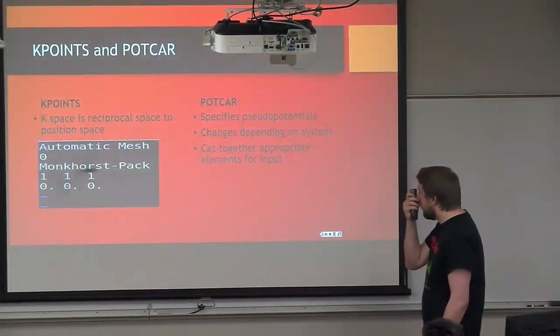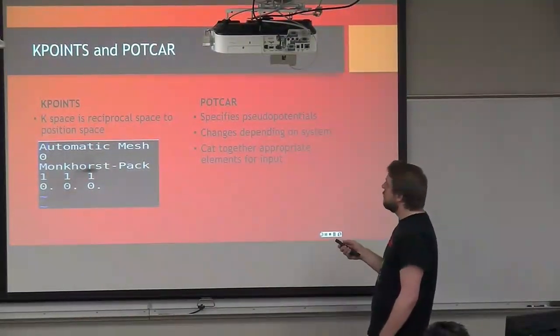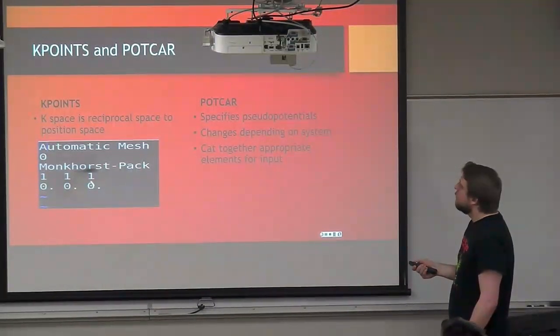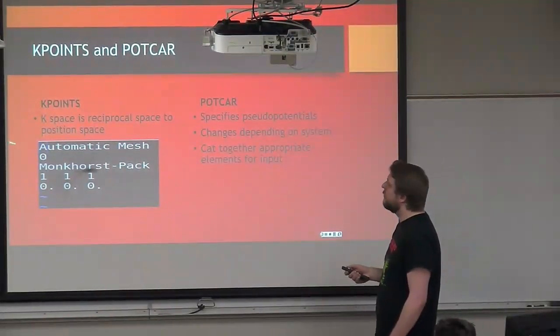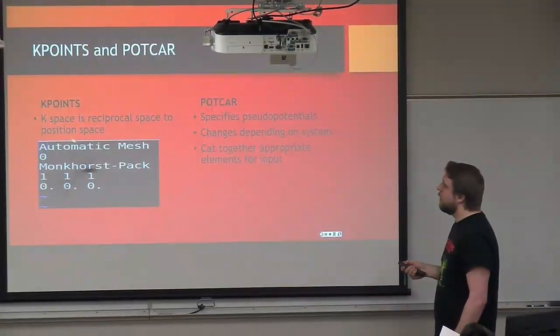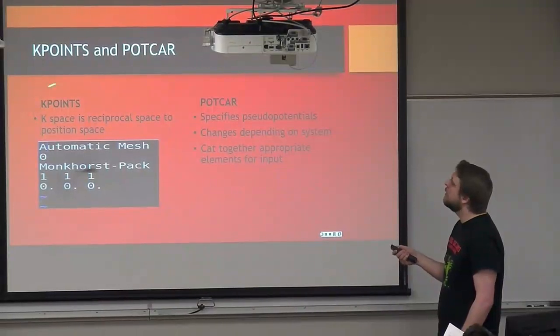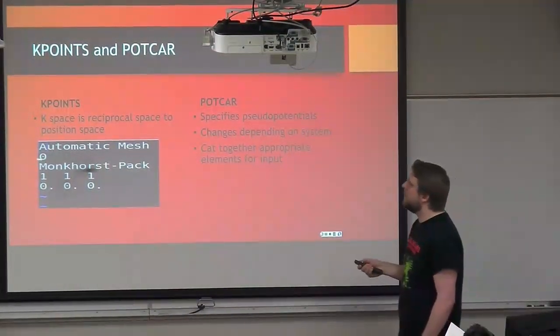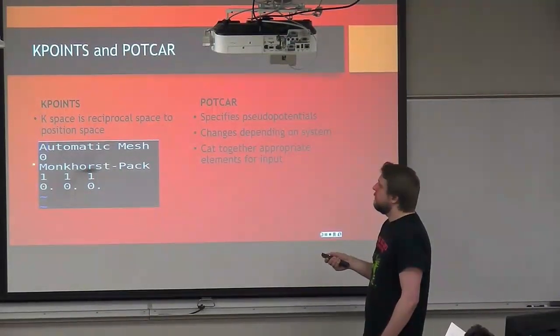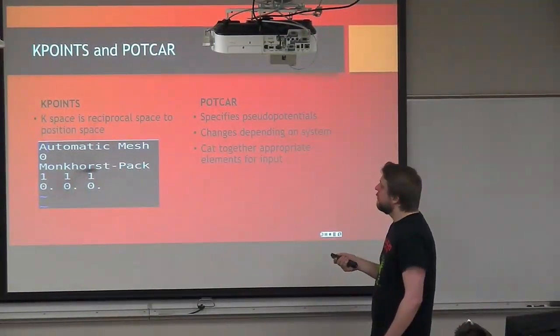Okay, and then the next two, K points and POTCAR. K points, K space is reciprocal space to position space. So this is a little example of what a K points file is going to look like. The first line is a comment, but it's useful to kind of say what it is. In this case, it's an automatic mesh. So that means it generates all the points in K space automatically, and specifically VASP is told that with this 0. And then Monkhorst-Pack, that's just a particular method of generating an automatic mesh.